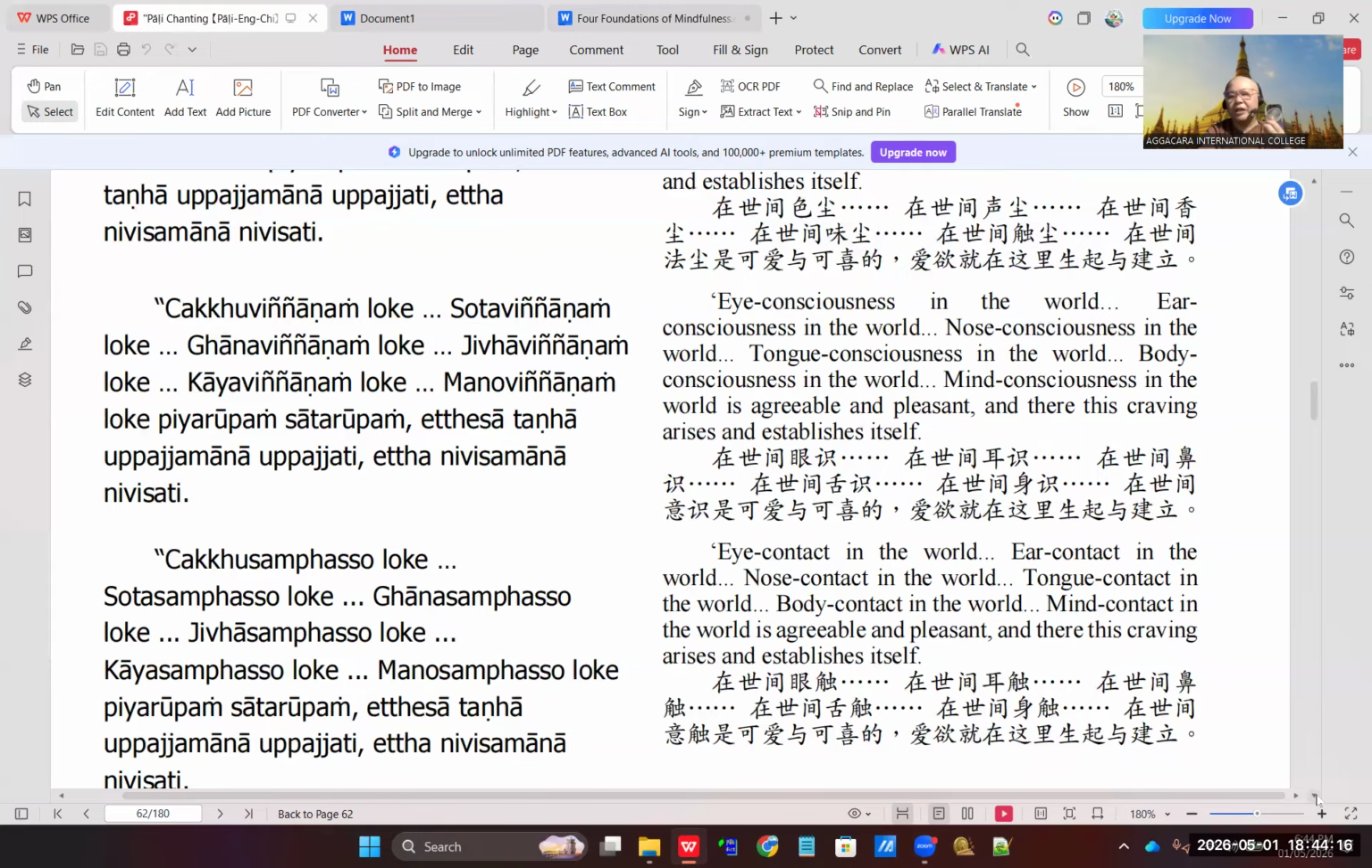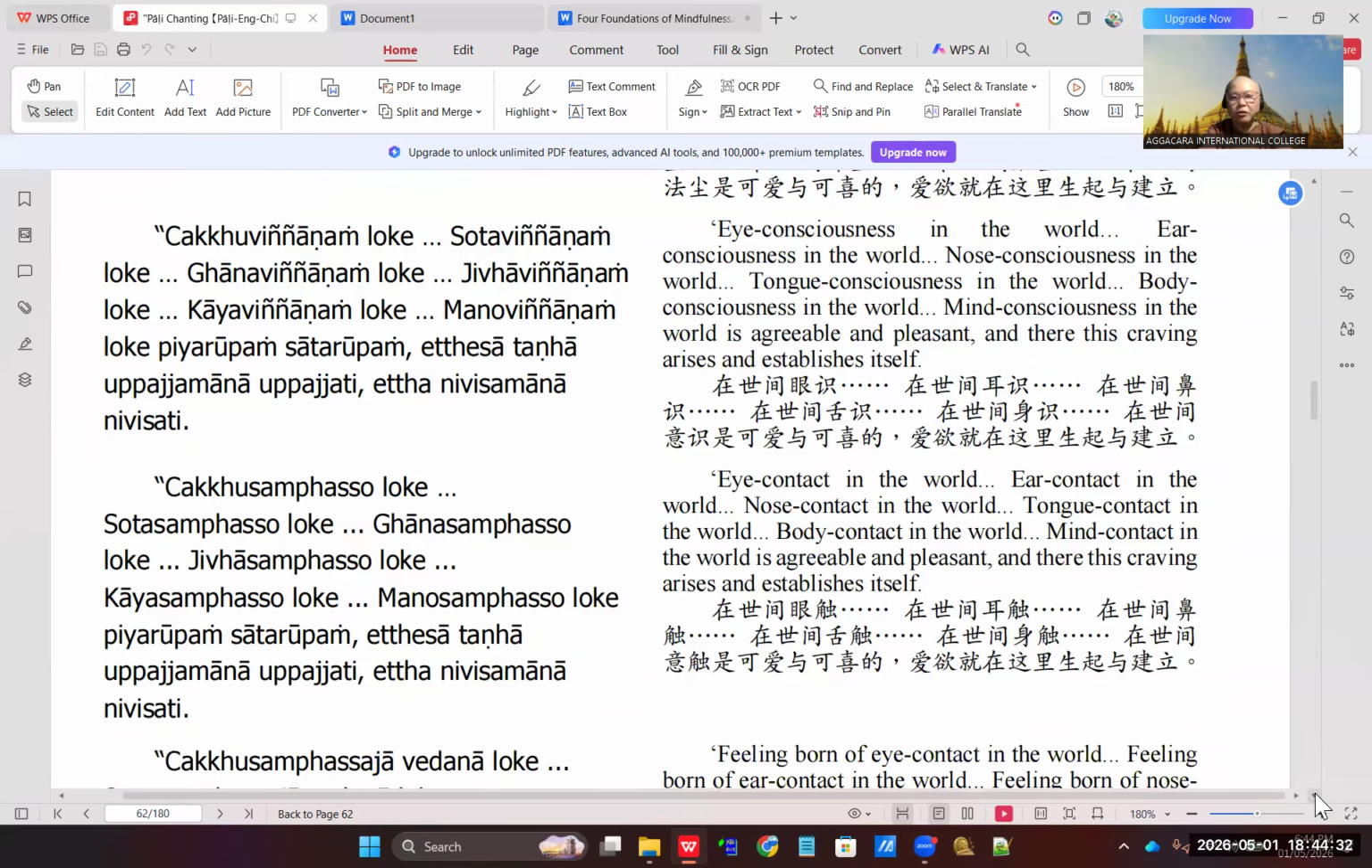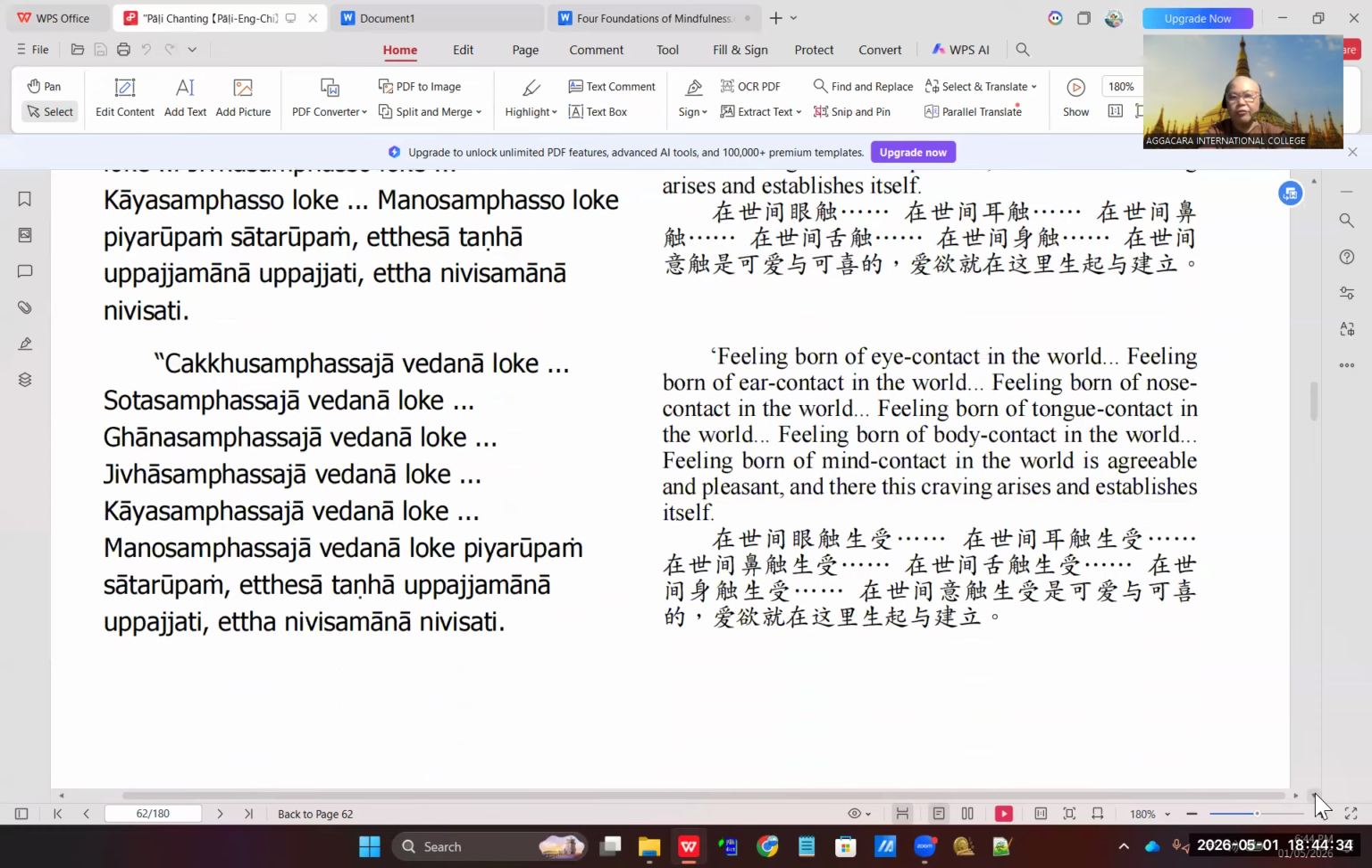Actually, the mind arises very fast. When there's contact, at the same time as the contact, the consciousness also arises at the same time, because in Abhidhamma, the consciousness and the other mental factors must arise together. So you get contact, and then you get feeling.